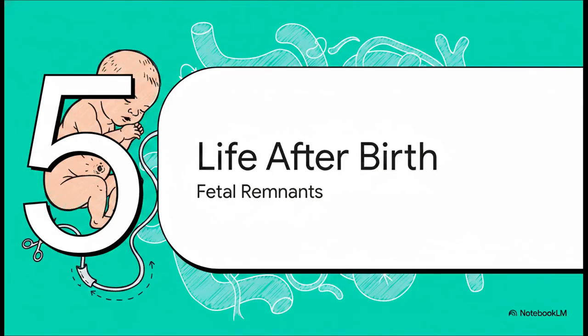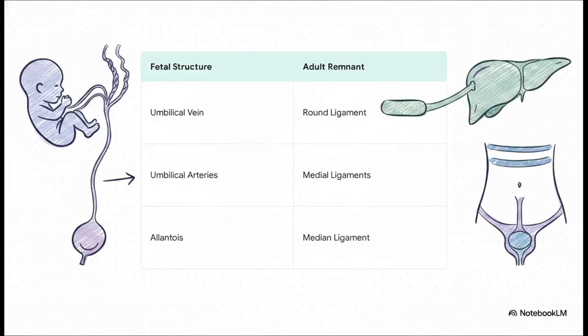So, Section 5, Life After Birth. What happens to all of this once the baby arrives? Once the baby is born, the cord is cut, leaving behind the navel, or the belly button. But the internal structures? They undergo a brilliant biological recycling process. The umbilical vein eventually transforms into the round ligament of the liver. The two umbilical arteries become the medial umbilical ligaments, and the allantois, which was called the urachus in the fetus, gets renamed as the median umbilical ligament.